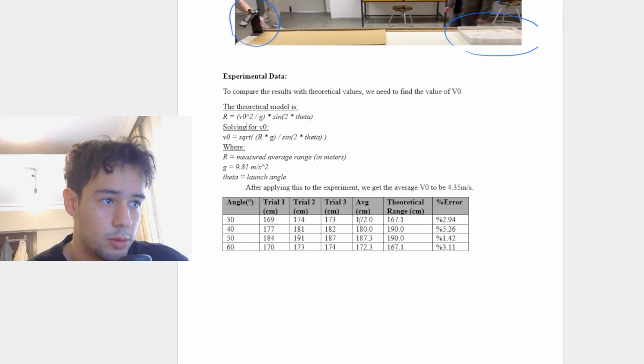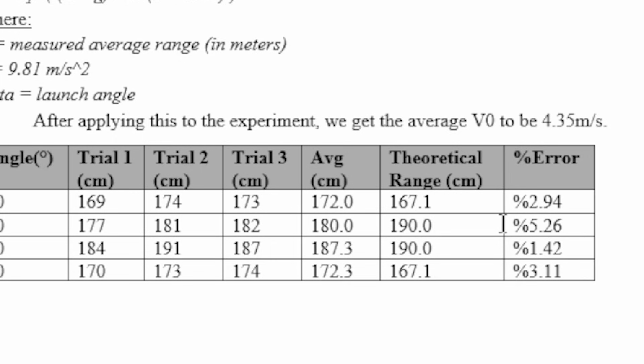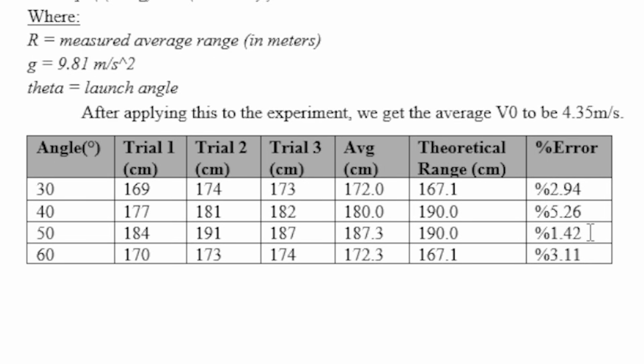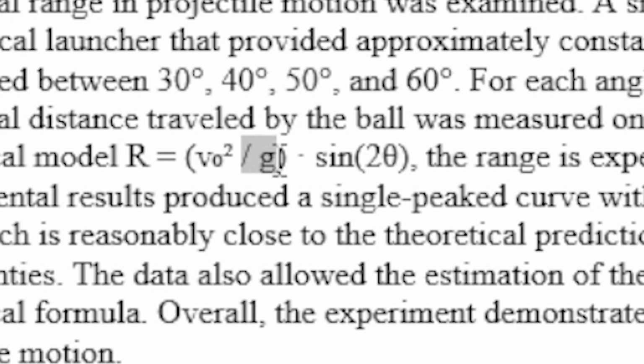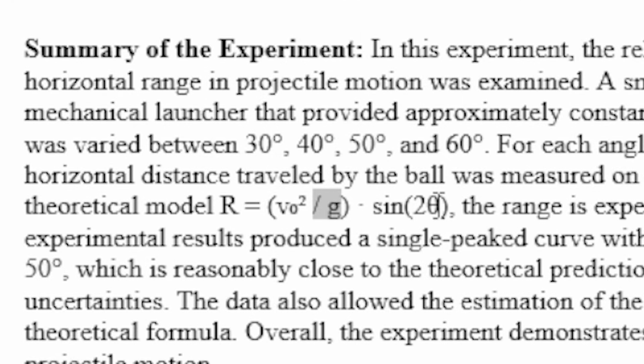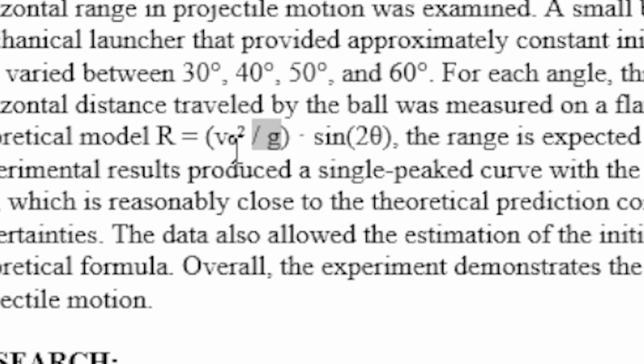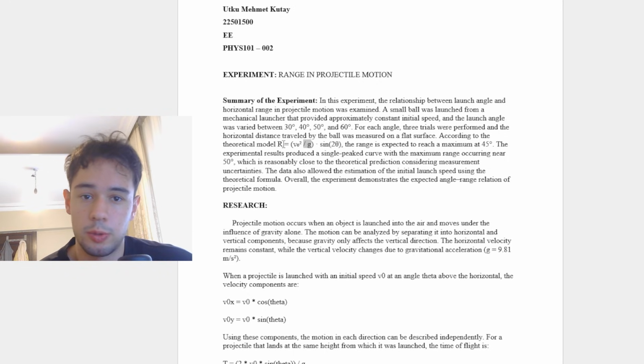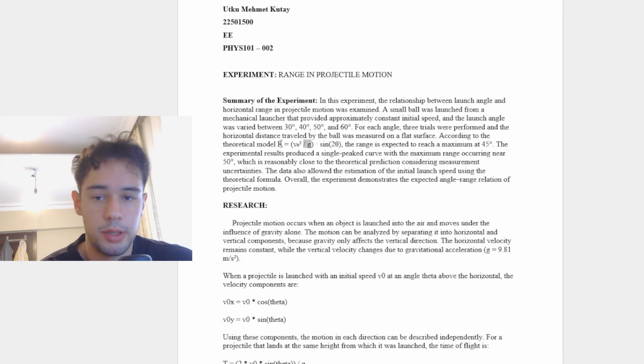The ranges I found were very similar to the theoretical ranges, with the maximum error being 5.26% and the minimum error being 1.42%. Since we know the value of g and we know the value of the angle, and also we calculated the initial velocity, if we put the ranges we have found into this formula, we pretty much validated it, considering possible errors that caused a small percent of errors.